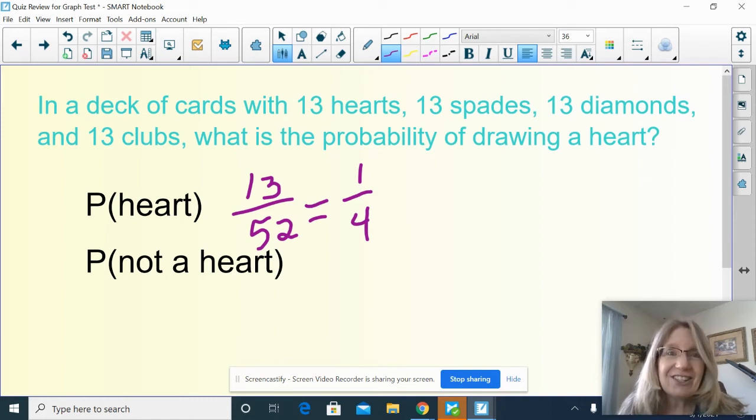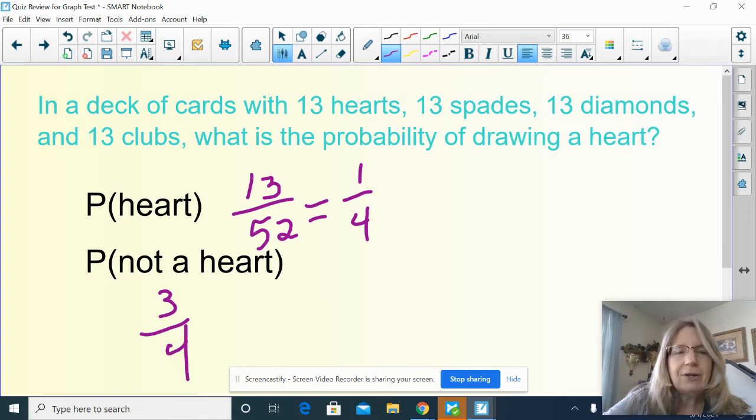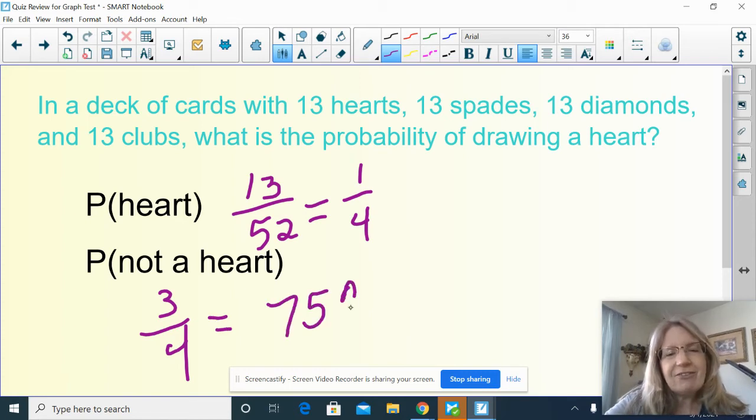Then easy, probability is not a heart. I would say 3 out of 4, because 4 out of 4 is the whole deck. So if the whole deck take away 1/4 of the heart, 3/4 are not a heart. And then if you change that to a percent, 75%.